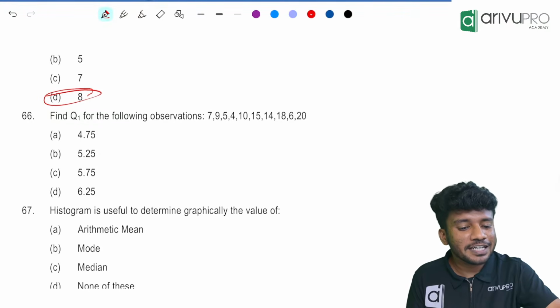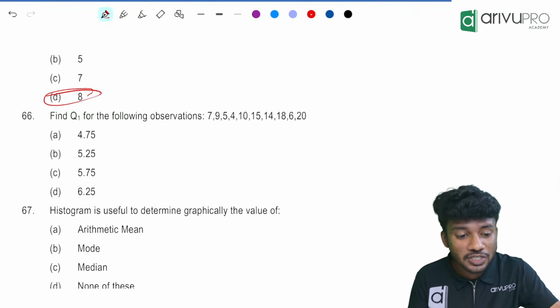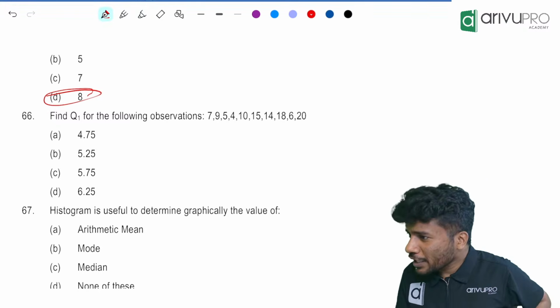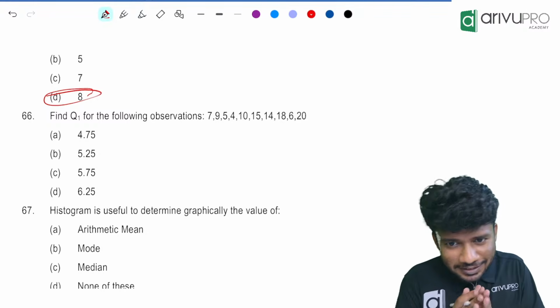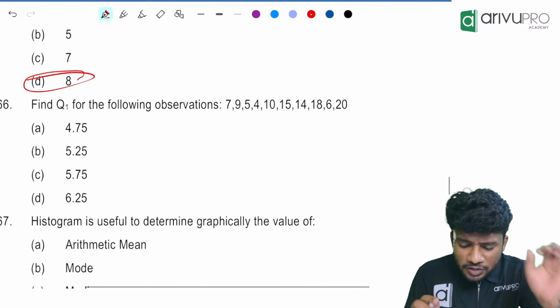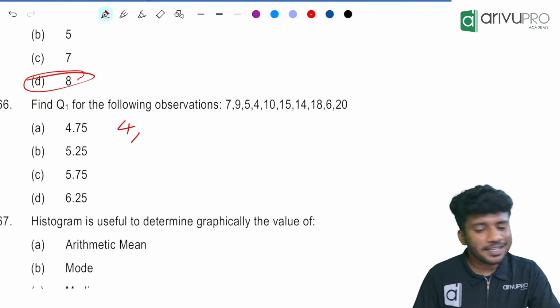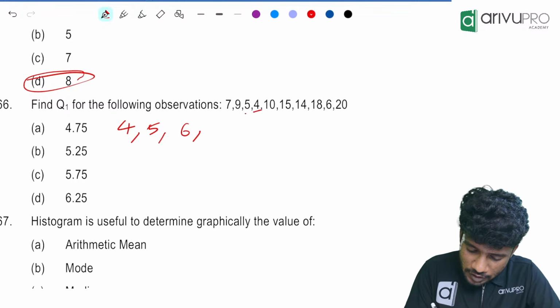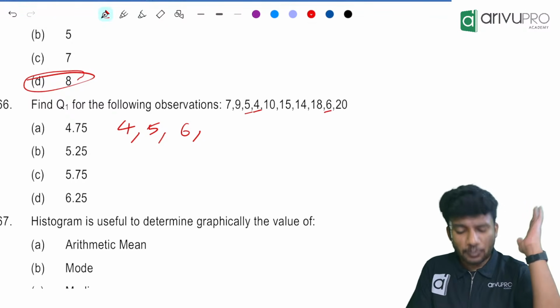Quartile 1, we need to find, another good question and an easy question. Now, first, what is the mistake usually people will make? You will forget to arrange in increasing order or decreasing order. First of all, you need to arrange them in the increasing order. Now, which is the smallest number? 4. Correct? Then 5. Then 6 is there. Done. Then what is there?